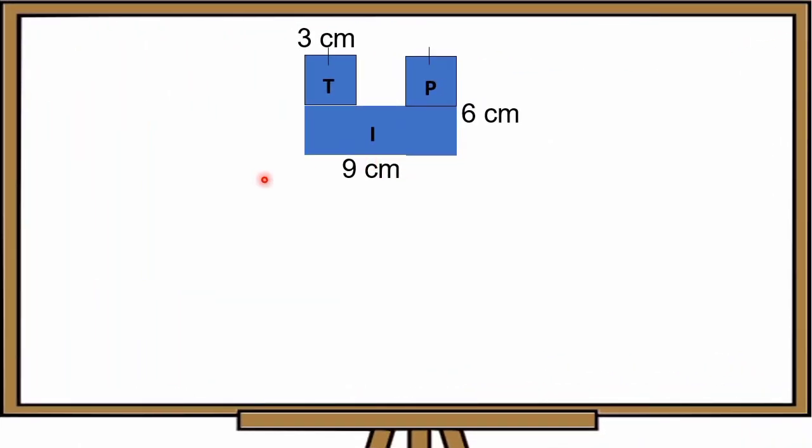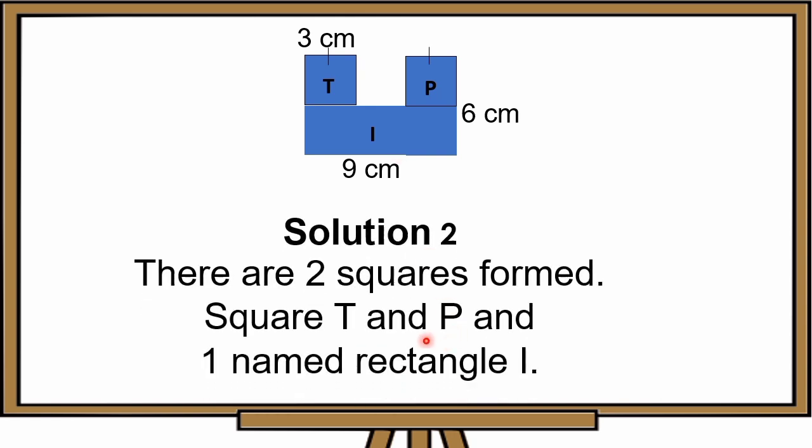Next solution is the solution number 2. So, yung first solution natin, hinati natin sa tatlo ang ating irregular figure at nakabuo tayo ng dalawang rectangles and one square. So, dito naman sa solution 2, hinati ulit natin ang ating irregular figure at nakabuo tayo ng dalawang squares and one rectangle. So, vice versa. Okay, so, ayan, 2 squares formed, square T and square P, and rectangle I.